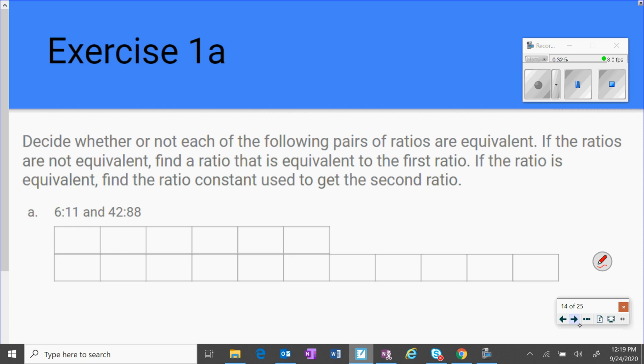All right? So right now we're going to start with 1A, 6 to 11, and 42 to 88. Are those equivalent? And what you can do is draw an arrow from the 6 to the 42 and an 11 to the 88.